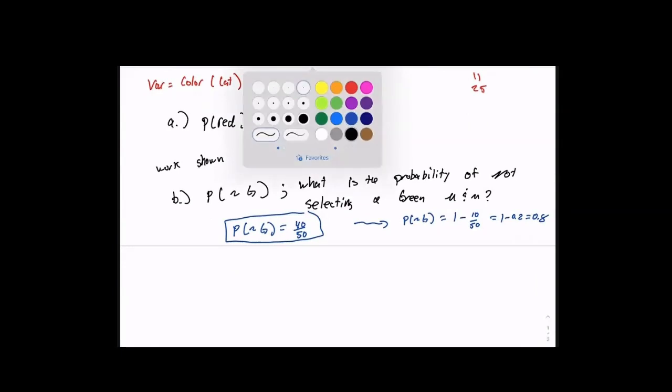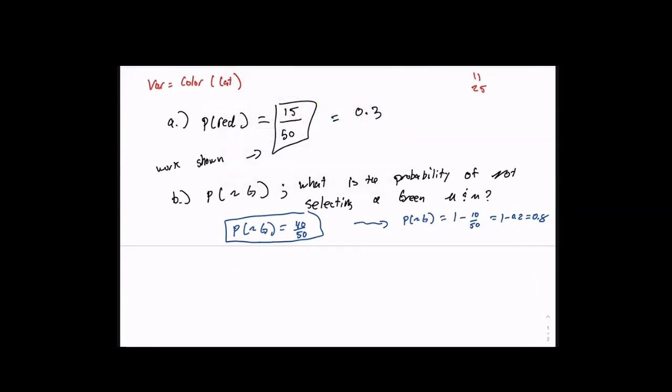Oh, and I forgot to put this other one. Addition property of probability. Forgot this one. I meant to put it up earlier, but I'll just put it right here.